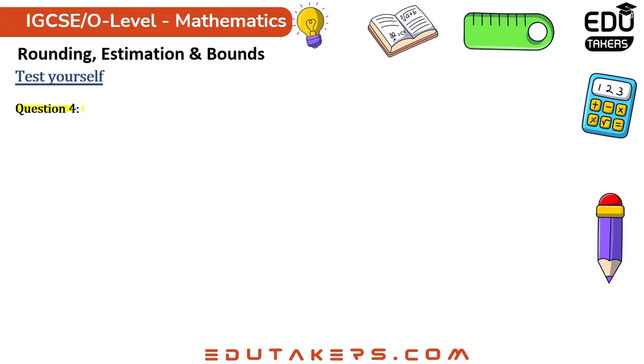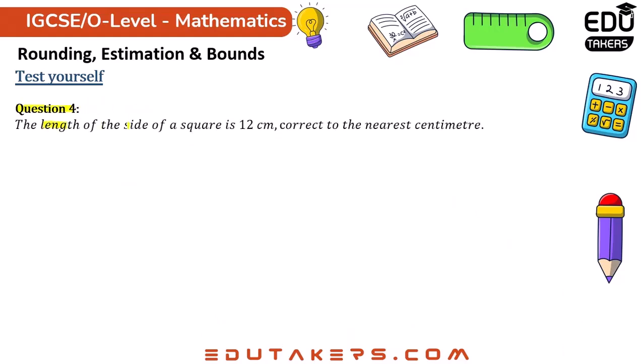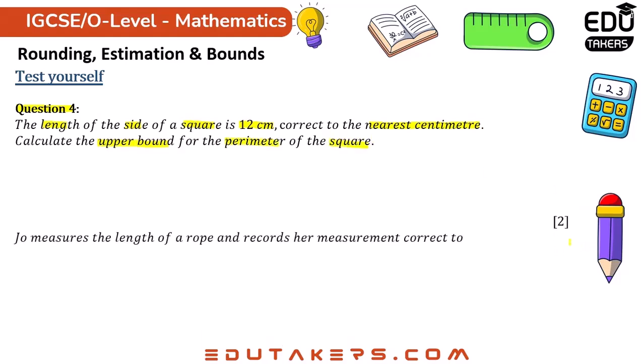Question number 4. The length of the side of a square is 12 cm, correct to the nearest centimeter. Calculate the upper bound for the perimeter of the square. It's a 2-mark question.